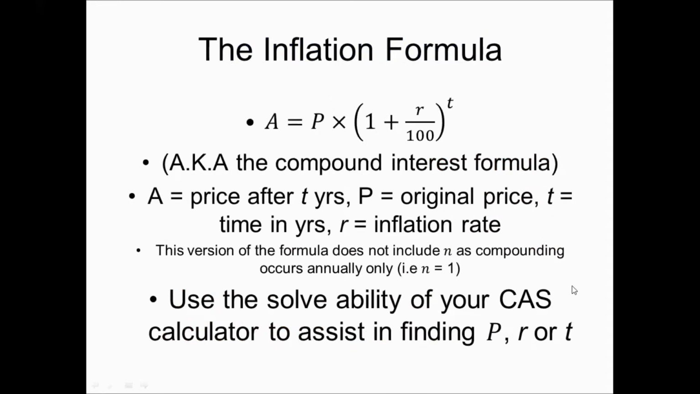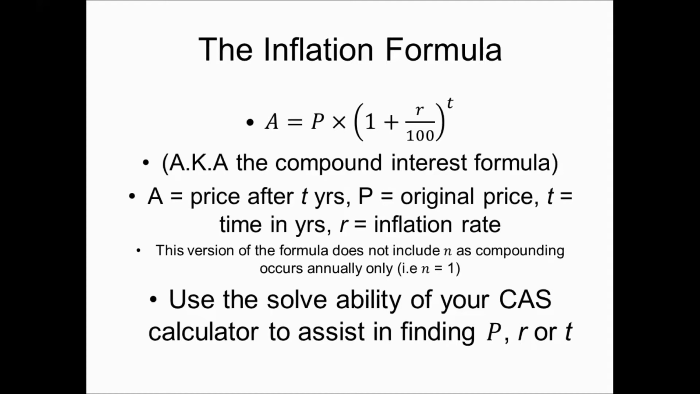Now I want to spend a bit of time on the inflation formula. If you have a look at the inflation formula here, A equals P times 1 plus R over 100 to the power of T, you'll recognize that as the compound interest formula, where A is equal to the price after T years, P is equal to the original price, T equals the time in years, and R equals the inflation rate. This version of the formula does not include N, however, because compounding in regards to inflation happens once per year, i.e. where N is equal to 1.